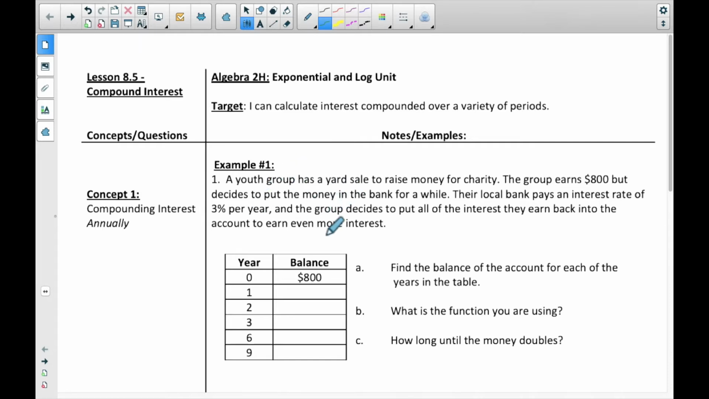So let's take a second to read the problem. If you read through this problem here, we're going to dissect it and see what's going on. You have $800 you're putting into a bank. The bank pays a rate of 3% per year. Remember that 3% as a decimal is 0.03, so that's something to keep in mind. And they're putting all the interest back into the bank so they can earn even more money. And that's what is compounding.